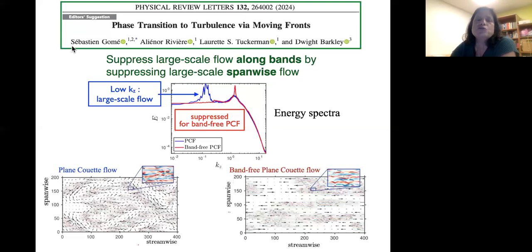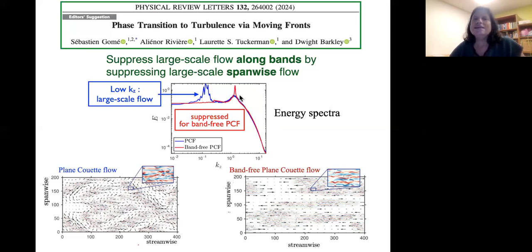Now, this is much more recent work by our PhD student, Sebastian Gumi, and he had the idea of suppressing the large-scale flow, the way you can do it numerically. He just said no to the large-scale flow, which is blue here. This is Fourier modes, and the low K is big wavelength, and so he just suppressed that. I mean, you can't just suppress large-scale flow. You need it for the hydrodynamics, but you can suppress the spanwise large-scale flow and still keep your thing going.